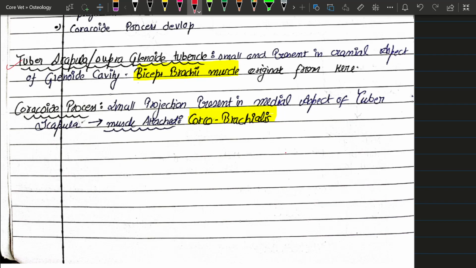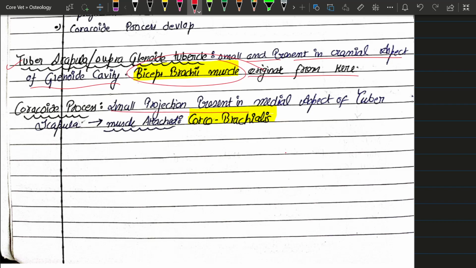Why supraglenoid tubercle? Because this is the glenoid cavity, so it will be present just above, meaning supra, above the glenoid cavity. That's why it is known as the supraglenoid tubercle. It is small and present on the cranial aspect of the glenoid cavity, and it gives accommodation to what? Biceps brachii muscle. The biceps brachii muscle originates from this area. Okay, this part is clear.